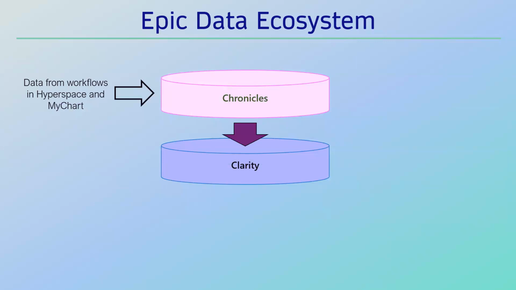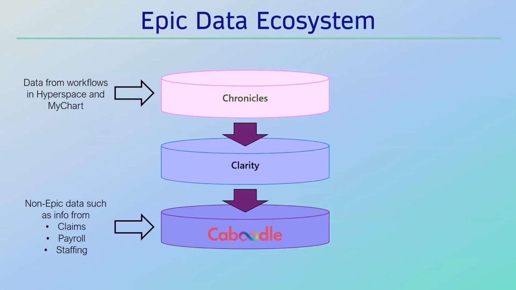For reporting over large patient populations, every evening data from Chronicles is extracted to Clarity, a relational staging database that has historically driven a lot of analytics. From Clarity, data is extracted nightly into a star schema data warehouse called Caboodle. This star schema is more user and performance friendly than Clarity.